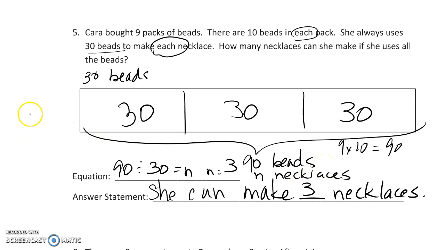Another way to look at this, though, is when you have zeros in your numbers, like here and here, ignore those for a second. Now your problem is 9 divided by 3. That's a lot easier. Or what times 3 is 9? 3. That just gives you the answer straight away, and you don't have to worry about the fact that these are big, big numbers. We've never divided by 30 before, so it's a strategy to help you.